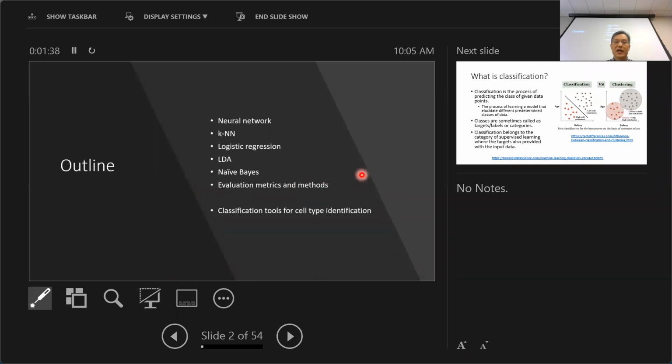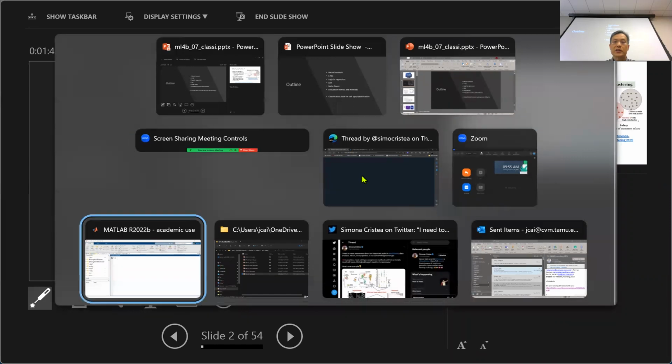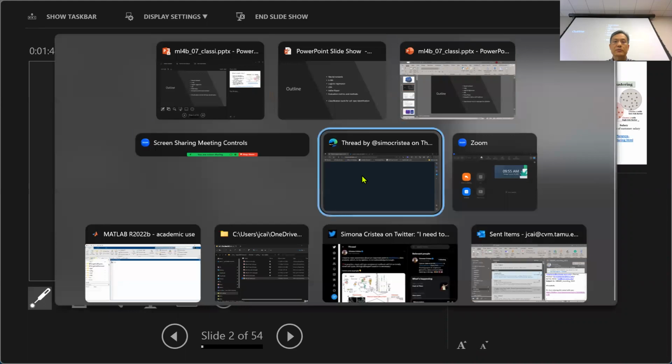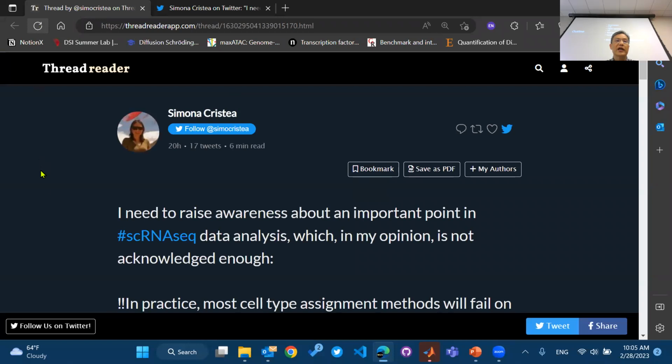I want to do something different this semester. I want to go to the last page. Let me show you the Twitter thread. I realize some of you may not have a Twitter account, so I created this thread. Basically, it's a copy of all the posts under this thread, made into a web page or a blog page. So you have this link, you can read it through.